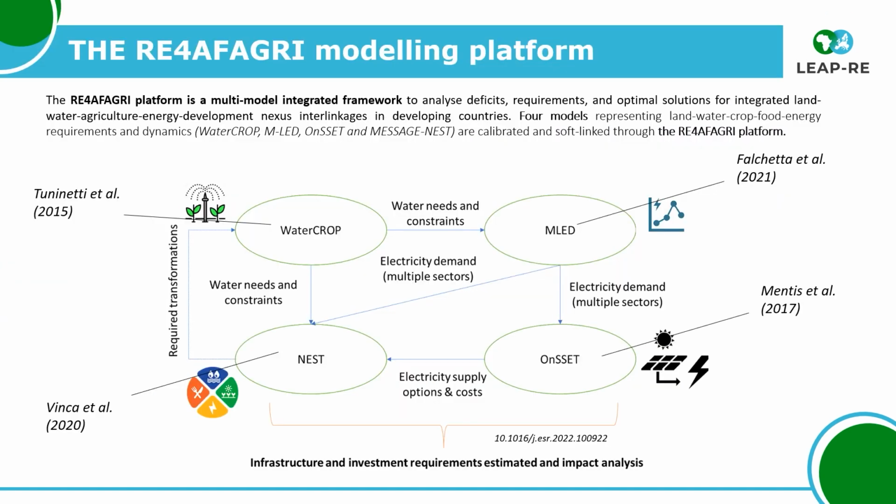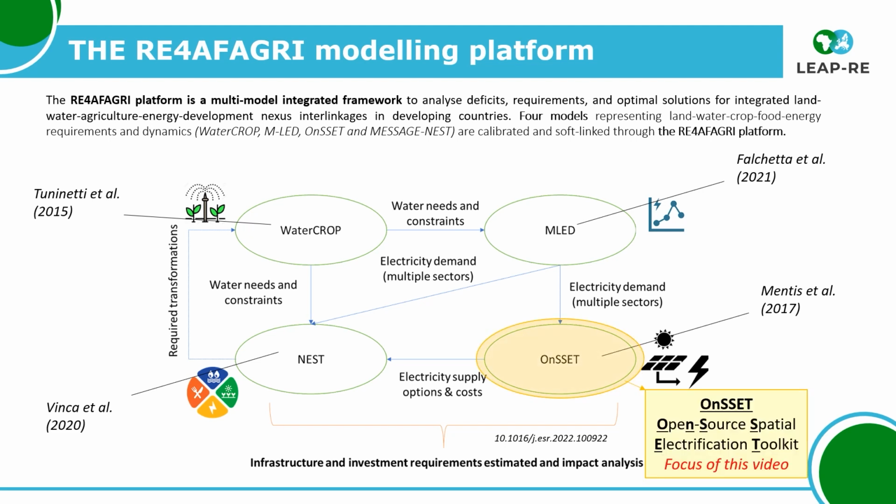To answer this question more fully and accurately, we together have developed the multi-model integrated RE4AFAGRi modeling platform. Here we integrate 4 different models, including water crop, looking at water needs and constraints across the continent, MLED, which looks at electricity demand for all different sectors, the NEST model, which looks at long-term scenarios and investment requirements, and Onset, which is the focus of this talk today, which looks at the specific supply option optimization of individual communities across a country or continent.